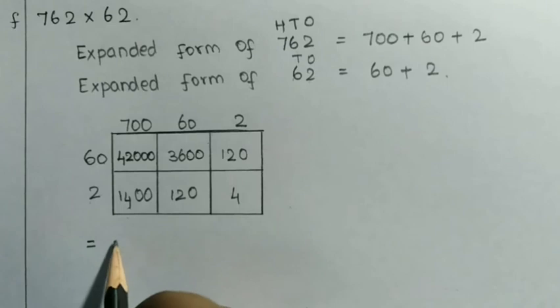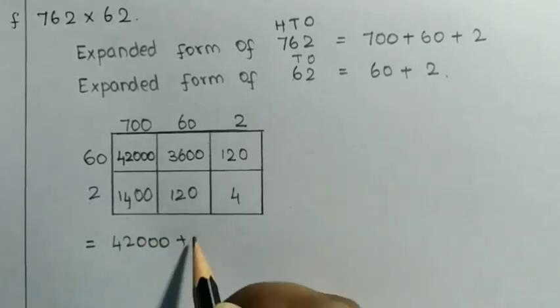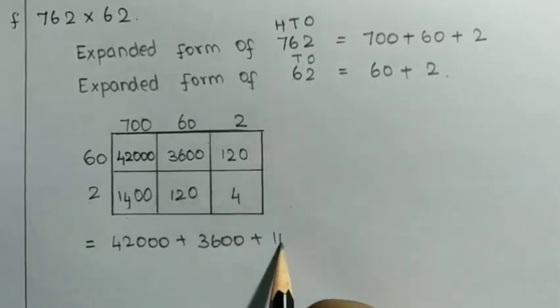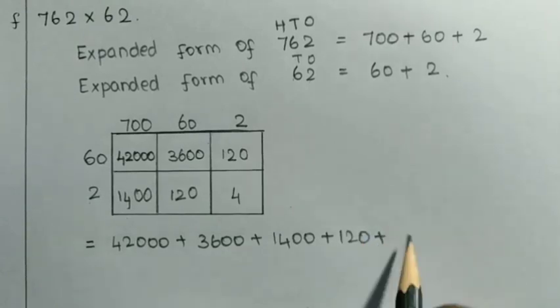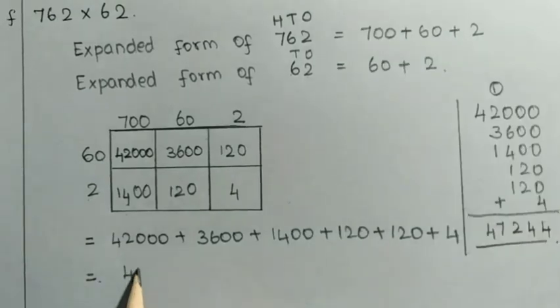Now let us write 42,000 plus 3,600 plus 1,400 plus 120 plus 4. And the answer is 47,244.